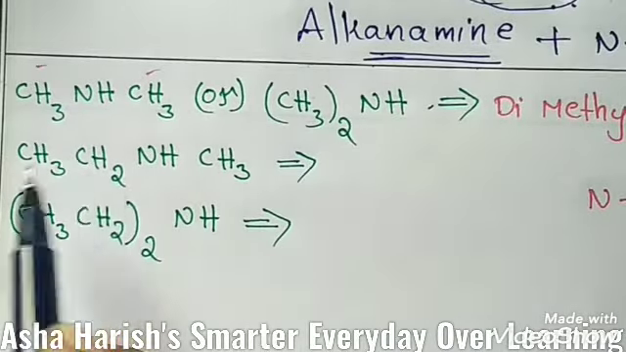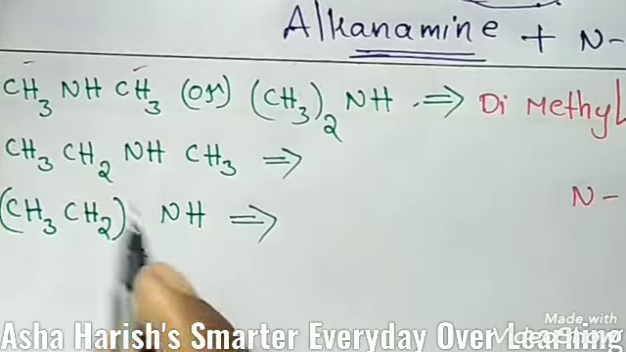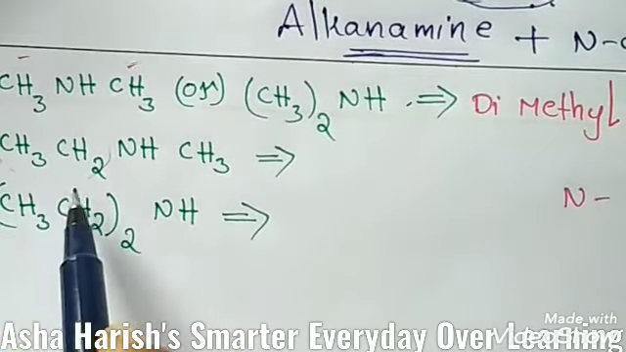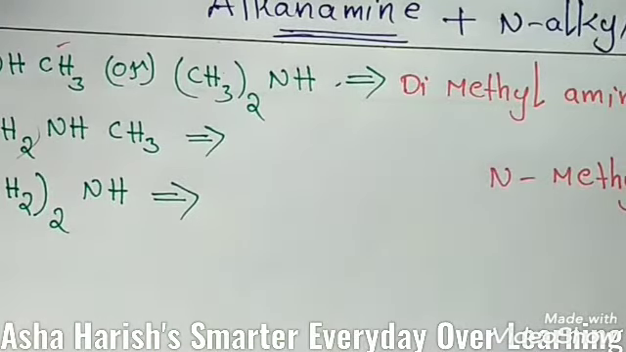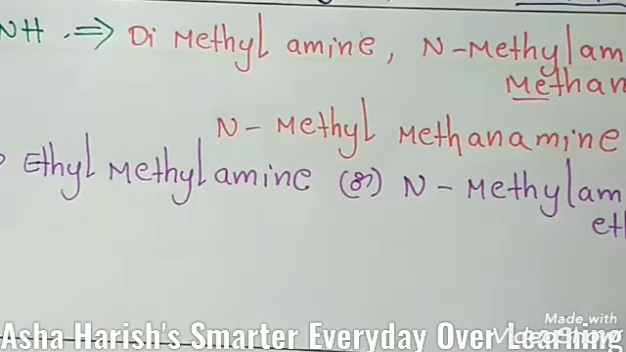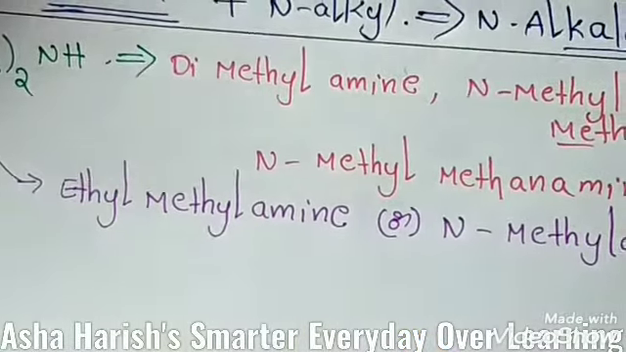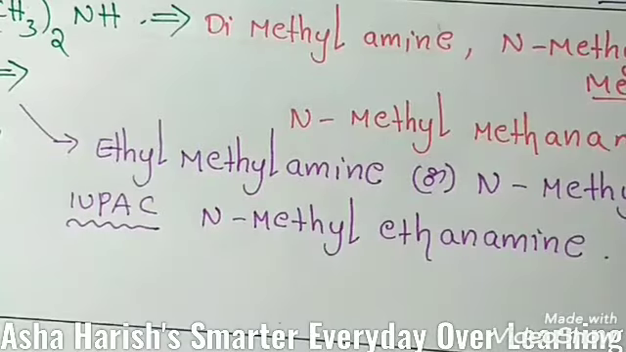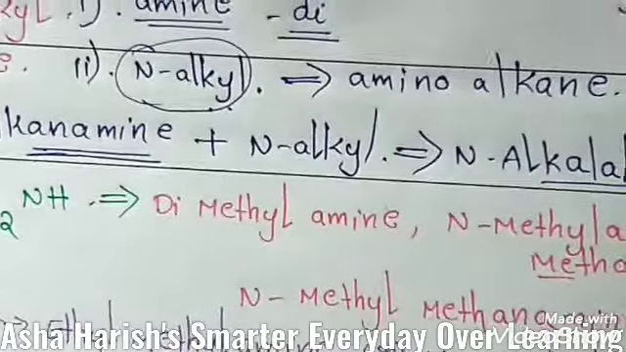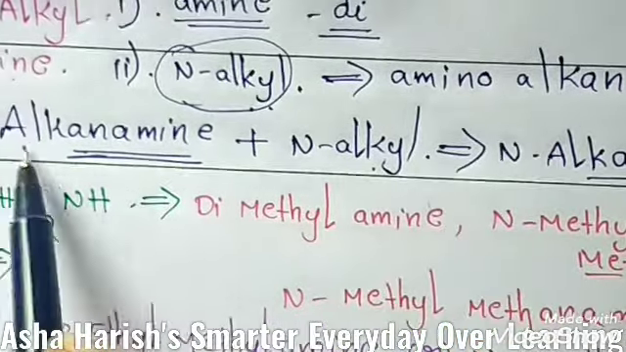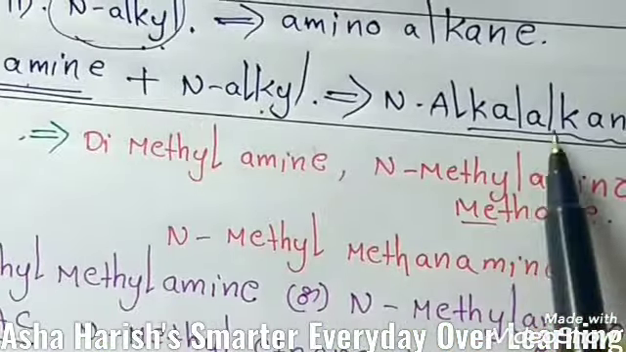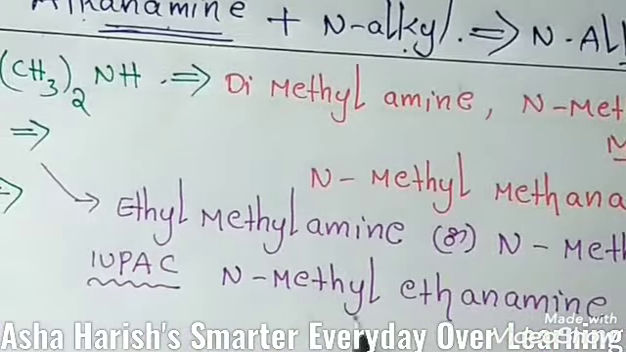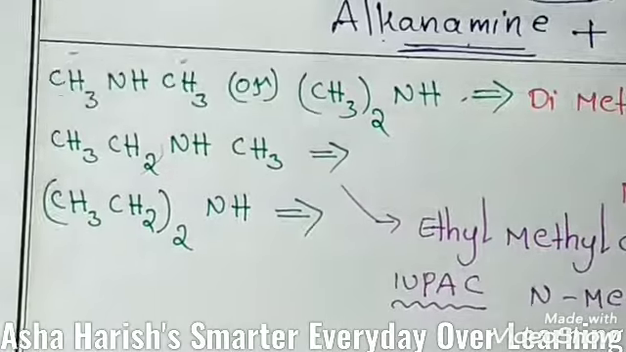Let's see the second compound here, CH3 CH2 NH CH3. Here CH3 CH2 is the ethyl group and this is the methyl group. Based on alphabetical order, you give the name ethyl methyl amine or N-methyl amino ethane. Students, this is the common name only, but the IUPAC name is N-methyl ethanamine. Based on this N-alkyl, if you add alkanamine to this, we get alkyl alkanamine. Like that, N-methyl ethanamine is the name of this second compound.